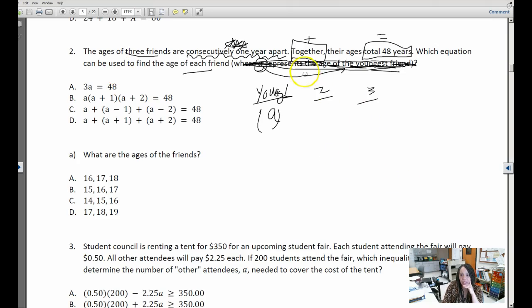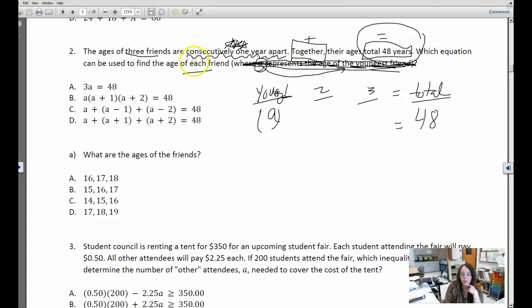Well, I need to find the age of friend number 2 and friend number 3. And I have no numbers to work with. Well, actually, I do have a number to work with. I have this number here, 48 years. So together, all of these friends, 1, 2, and 3, equal a total in their age. I know that total is 48, so whatever I have going on down here, it's going to equal 48.